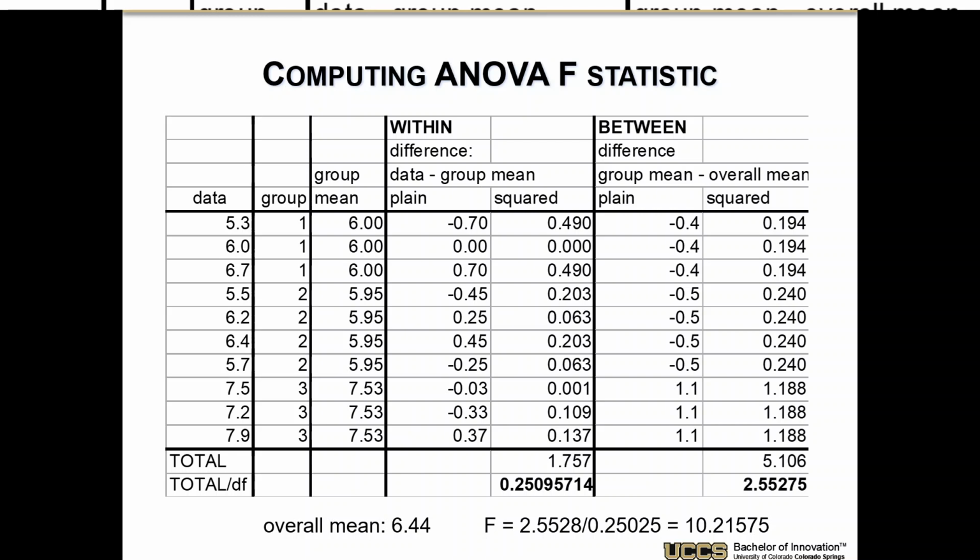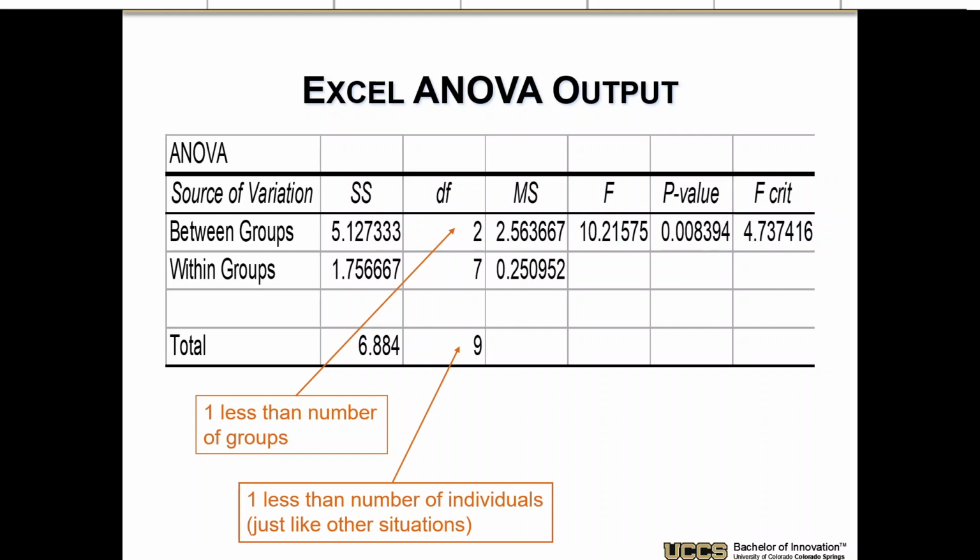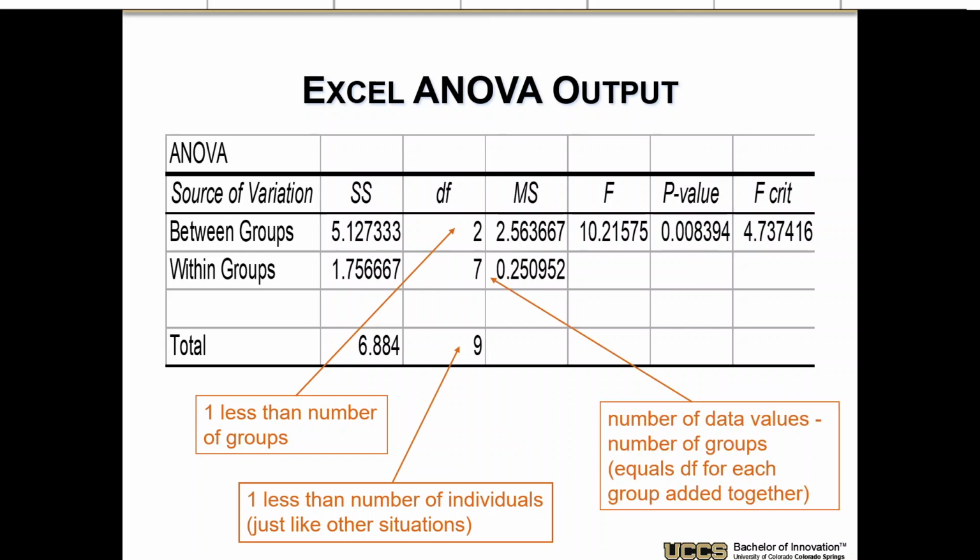Again, this is all the calculations. You don't have to know how to do all the calculations. But if I put all those numbers into Excel and I get my Excel ANOVA output, I'm going to get that my p-value is 0.008. And I can look back here and again see what's going on between my within group and between groups. So the degrees of freedom between groups is the number of groups minus 1. The total count is 1 less than the number of individuals, just like any other situation. And within groups, it is based on the number of data values for a particular within group sample. So that gives us degrees of freedom.